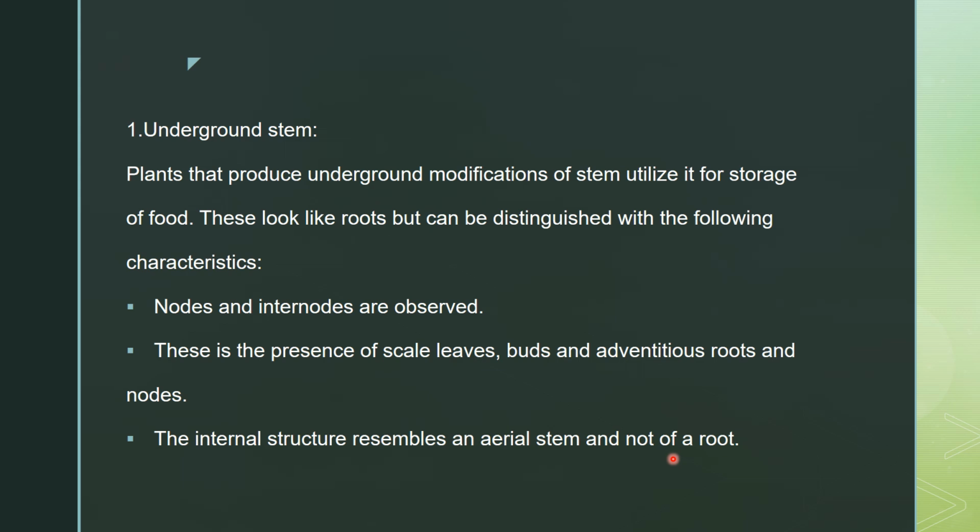Okay, so through these three characteristics you can distinguish between the underground stem modifications and the root.